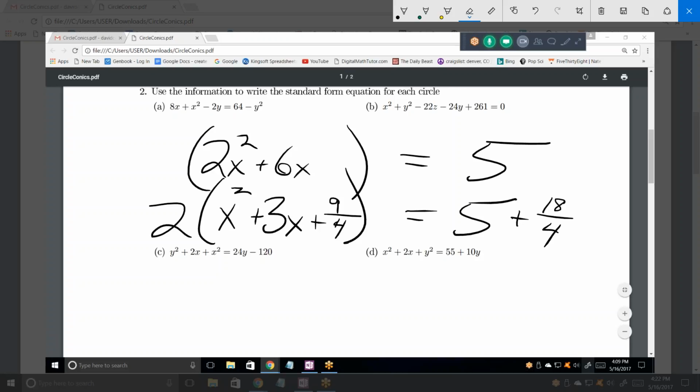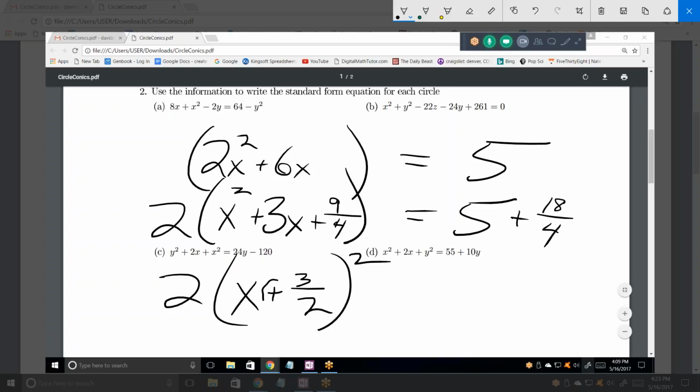Now, what's the next thing I can do? Well, now you got to go and complete the square. So you just do 2, and then in the parentheses x plus 3 over 2, and then that's squared. And notice this sign is always the same as the middle term's sign. If the middle term is negative, then this is an x minus.